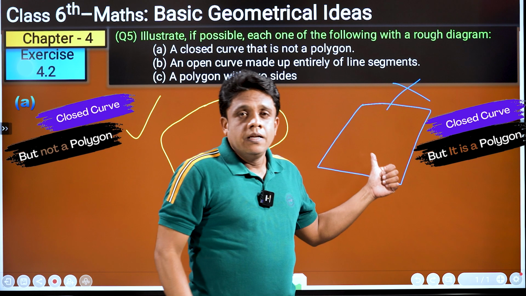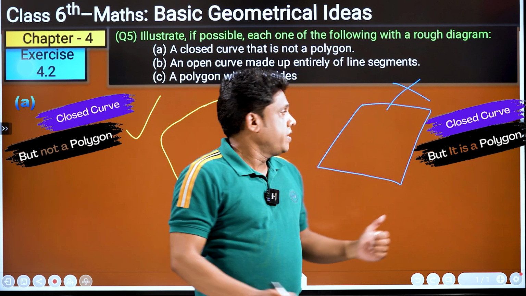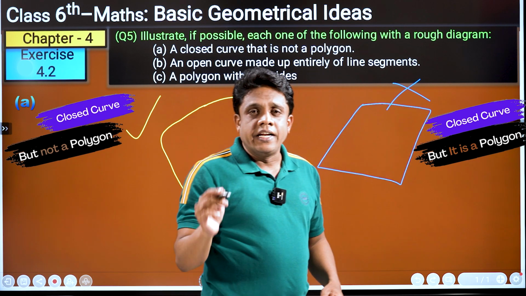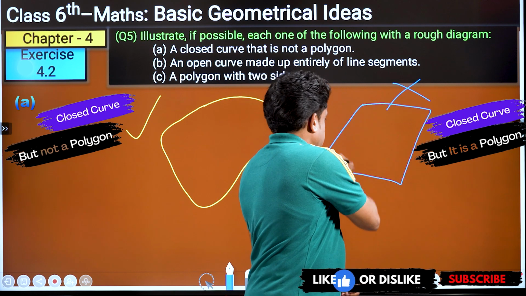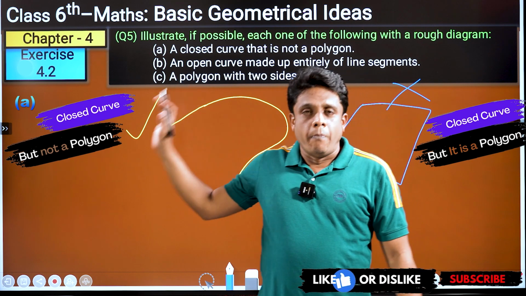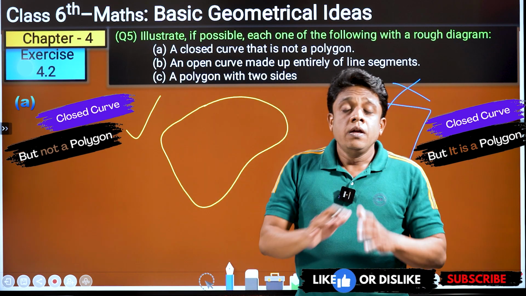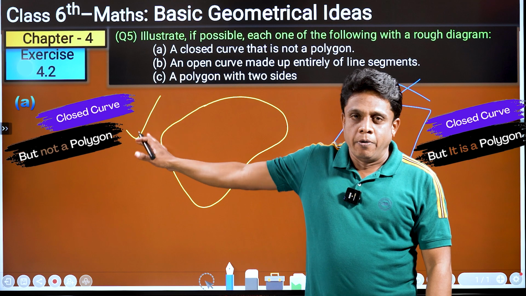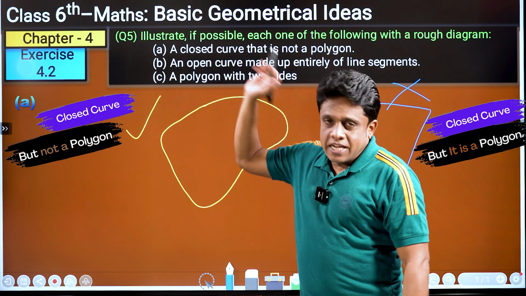But look at this one. It is also a closed curve, but it is a polygon. A polygon means it is made up of line segments. Here we have not used any line segments, so this is not a polygon. It is a closed curve, but not a polygon. Clear? So this is your A part.